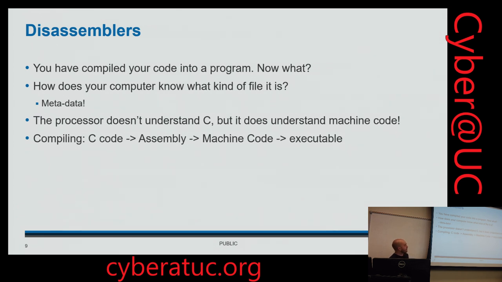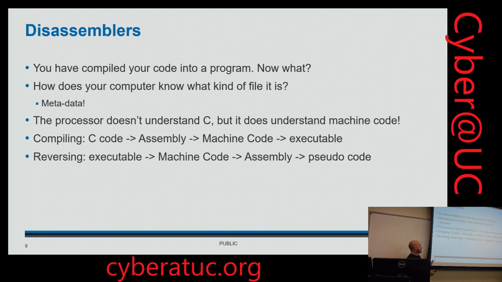That's the ones and zeros that actually get executed. So when you compile something, you take C code, translate it down to assembly language, which is then translated to machine code, which is then used to create that executable that you run on your system. Reversing is just going backwards from this, right? You take that executable, you pull out the machine code from it, you translate that to assembly, and then you can take that assembly and translate that to pseudocode.